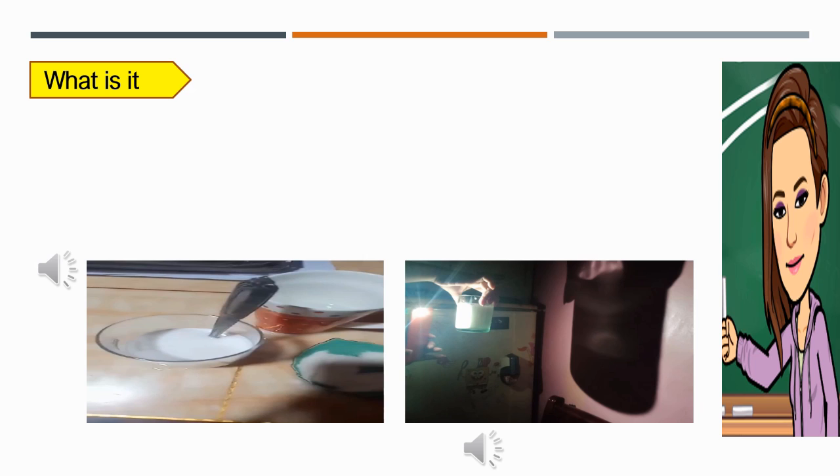Okay, class, observe also the picture at the right side. Observe how the light passes through the mixture. And observe also the shadow. The shadow tells if the light is absorbed by the mixture or the light reflects and forms a light beam.